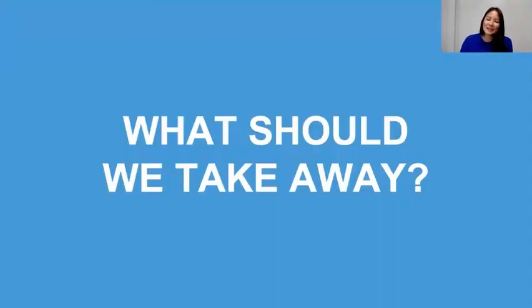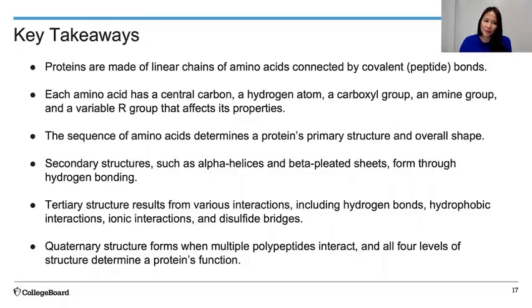So what should we take away from this video? Some key takeaways. The first thing is proteins are made of linear chains of amino acids that are connected by covalent bonds, and that particular name for that, again, is that peptide bond. We're also going to take away that each amino acid has a central carbon, a hydrogen, our carboxyl group, an amine group, and a variable R group that affects its properties.